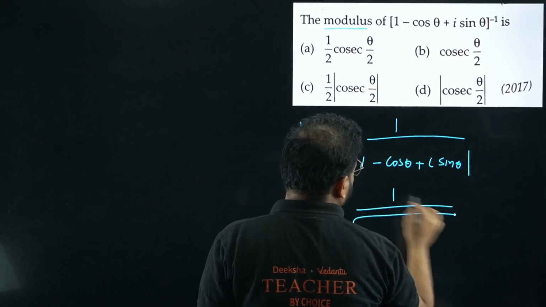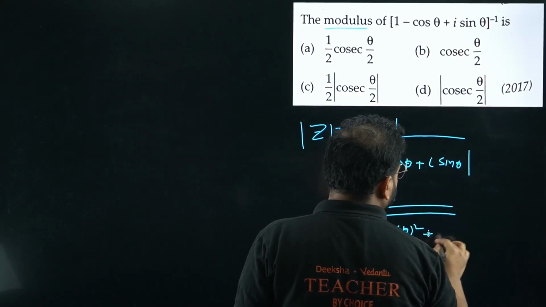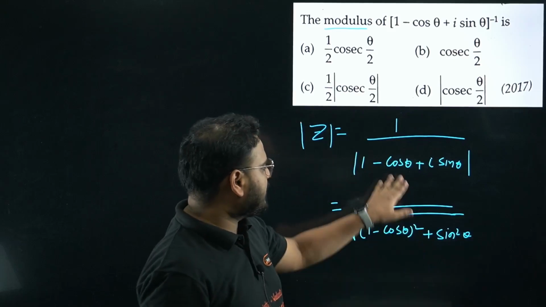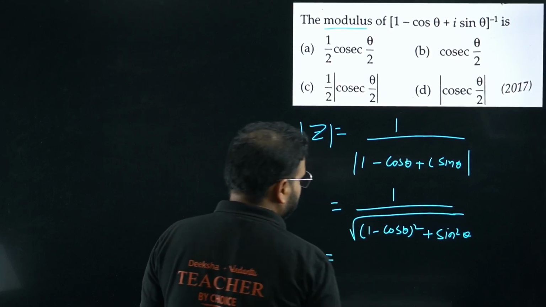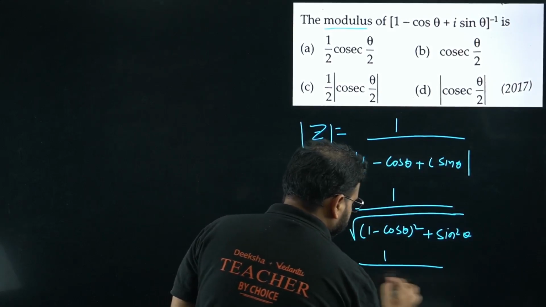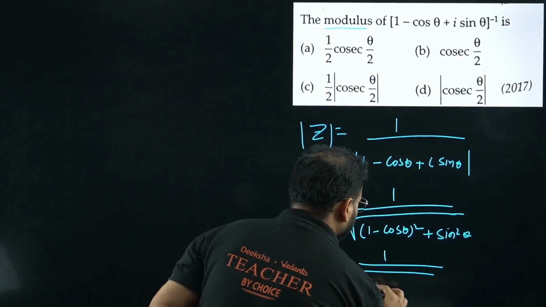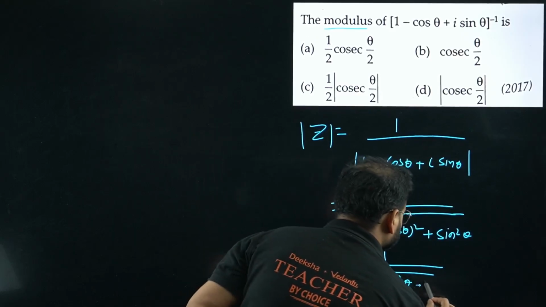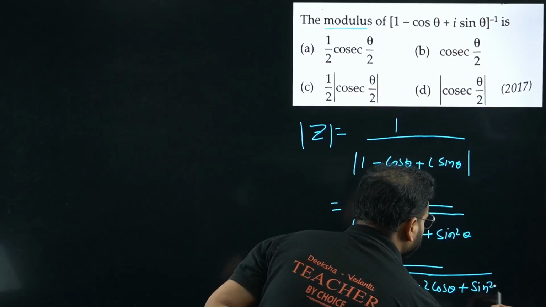Very simple actually. So square of this, square of 1 minus cos theta, and we have, of course, square of the imaginary part, so sin square theta. No confusion over here. Square of the real part, square of the imaginary part inside the root. Okay, done. Please check. I'm getting 1 upon, it'll become, have a look, 1 plus cos square theta, minus 2 cos theta, and plus sin square theta as it is.